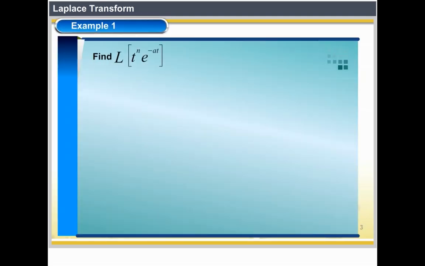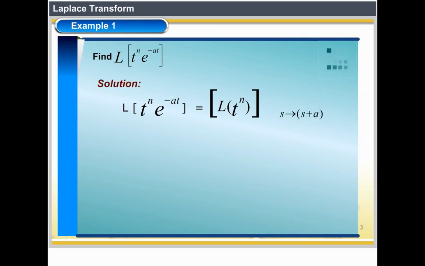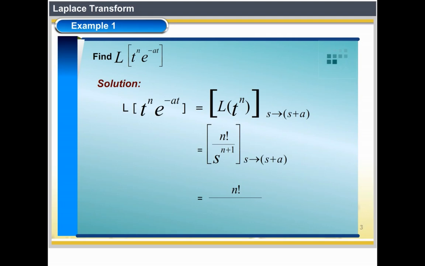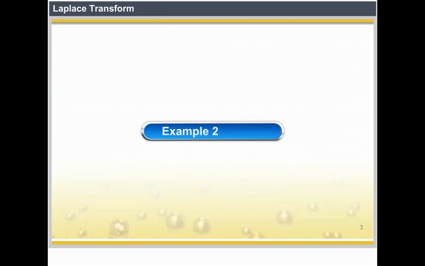Find L of t power n into e power minus at. Solution. L of t power n into e power minus at equal to L of t power n, with s tends to s plus a. Then n factorial divided by s power n plus 1, because L of t power n equal to n factorial divided by s power n plus 1, s tends to s plus a. If we apply s plus a in s, we will get n factorial divided by (s plus a) whole power n plus 1. Example 2.